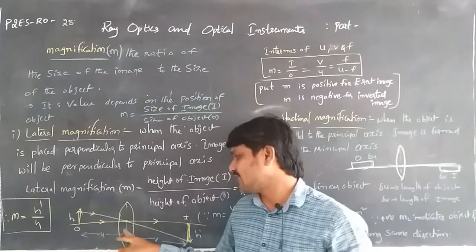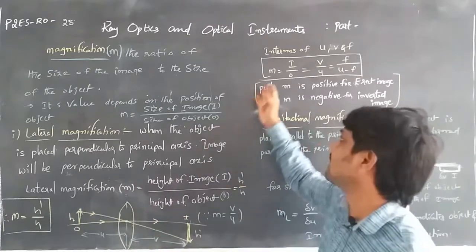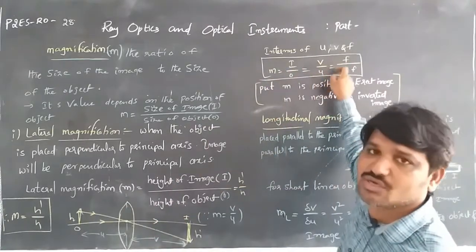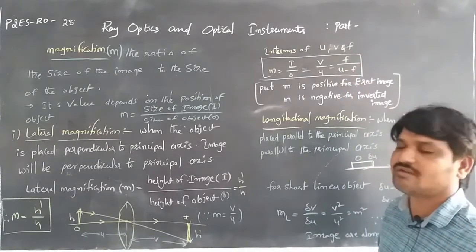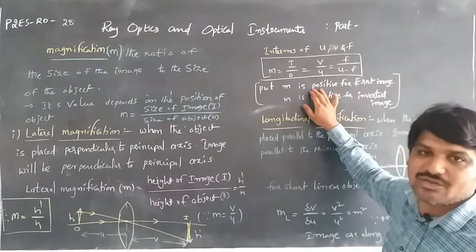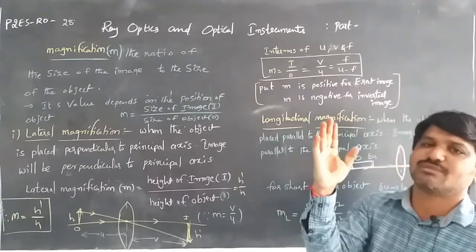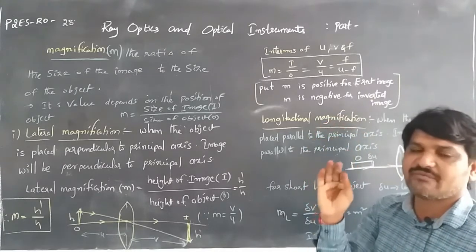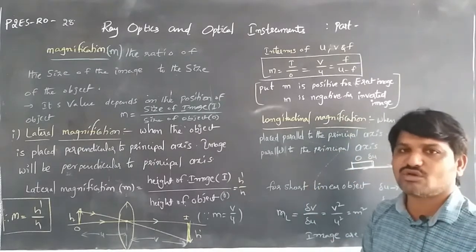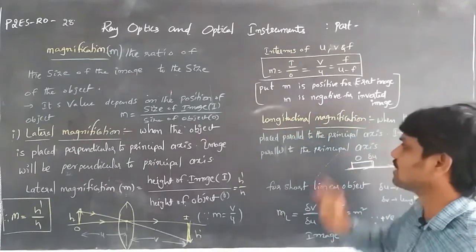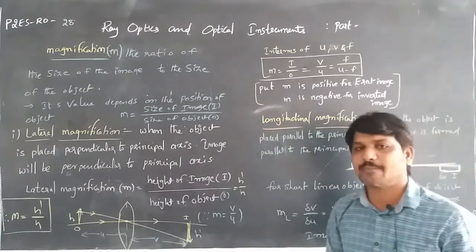According to the sign convention, we can get m equal to v by u equal to f by u minus f as the value of magnification. The m value is taken as positive whenever it is an erect image, that is, formed above the principal axis. In case of an inverted image, below the principal axis, the m value is taken as negative. And next one is longitudinal magnification.